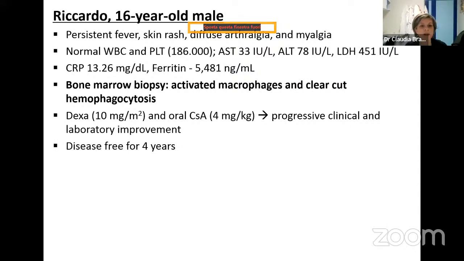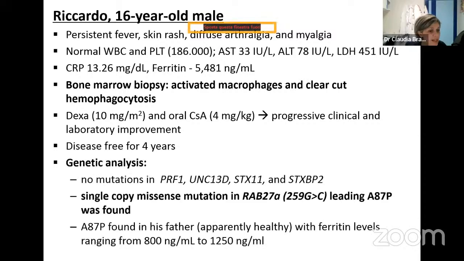The bone marrow biopsy confirmed, also this time, the presence of activated macrophages and evidence of hemophagocytosis. So he started immediately dexamethasone and cyclosporine with progressive clinical improvement. But this time we performed a genetic analysis and we found a single copy missense mutation in RAB27A. And the same mutation was found also in his father, who was apparently healthy, but he had a history of high ferritin levels during his life.